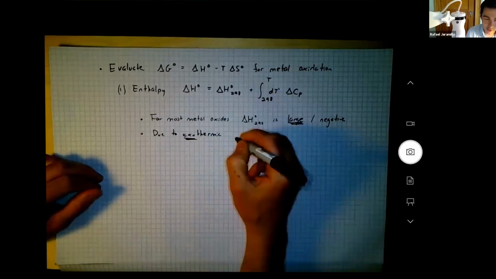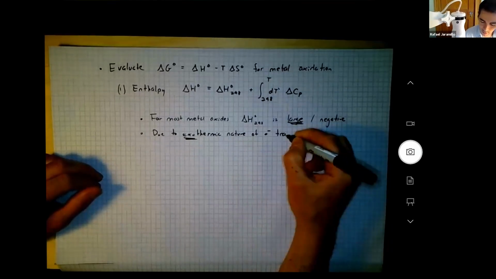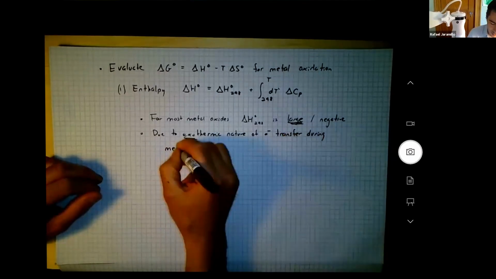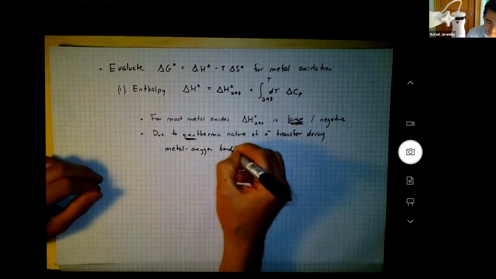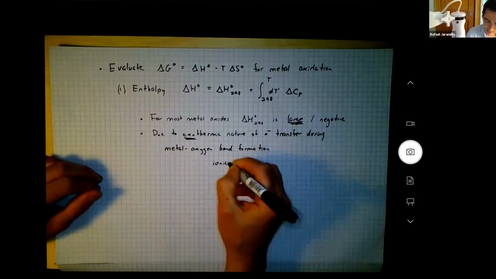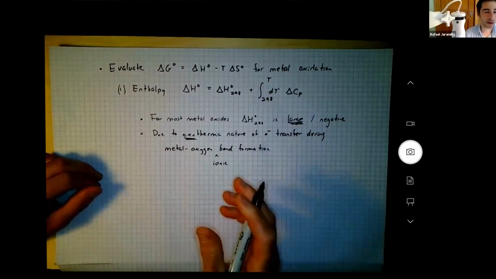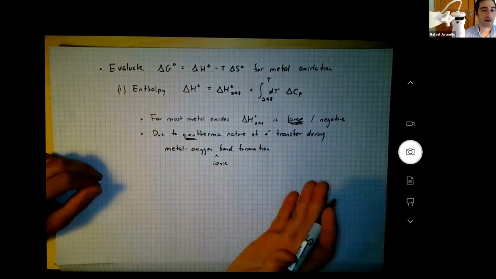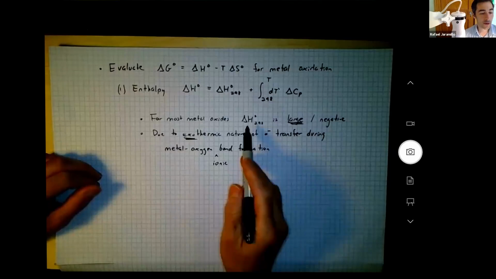This is due to the exothermic nature of electron transfer during metal-oxygen bond formation. I could say ionic, right? So it's ionic bond formation. You have a very electronegative element, that's oxygen, and less electronegative elements, those are metals. The bonding mechanism is electron transfer, and that's very exothermic. So as a result, delta H's tend to be very large and negative.